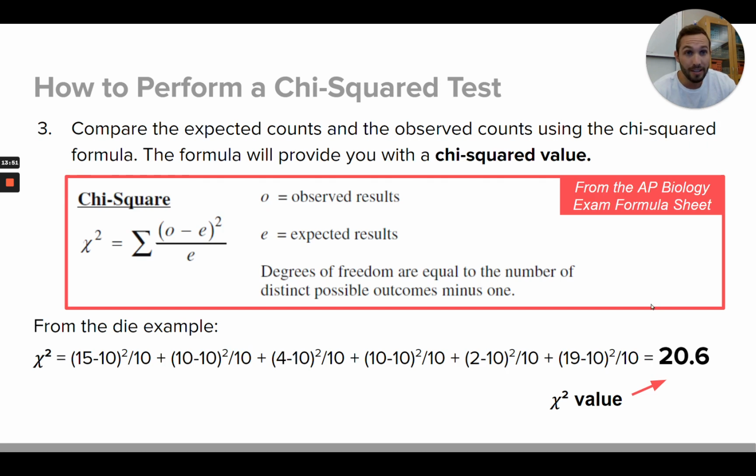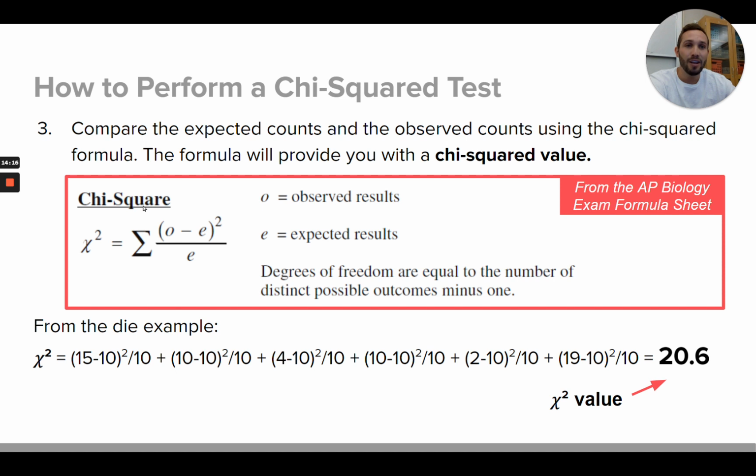Now, step 3, this is where it gets fun. You are now going to compare the expected counts and the observed counts using the chi-squared formula. And this is going to provide us the chi-squared value. So there is a formula for chi-squared to calculate what's called a chi-squared value. This is provided to you on your formula sheet.